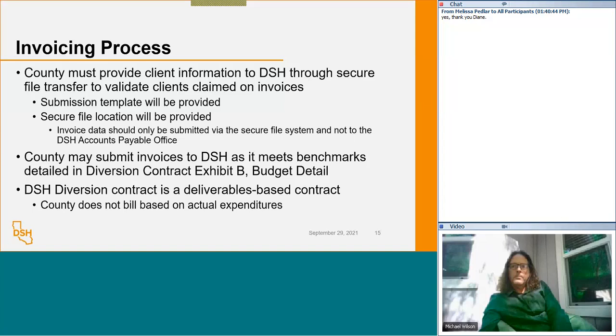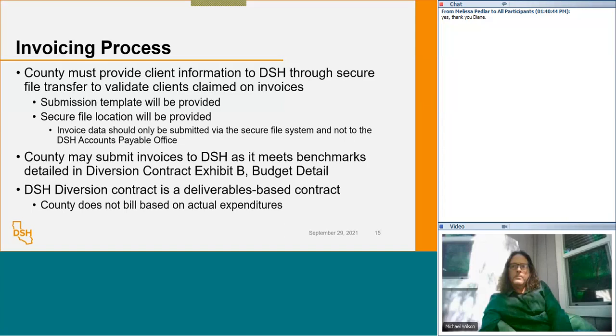Your invoice verification for this project is actually going to be a very short data sheet that you will use to report on the clients that you are claiming for whichever benchmark it is that you are billing us for. It's going to include data elements about those clients that we need to verify that they meet all of our eligibility requirements.